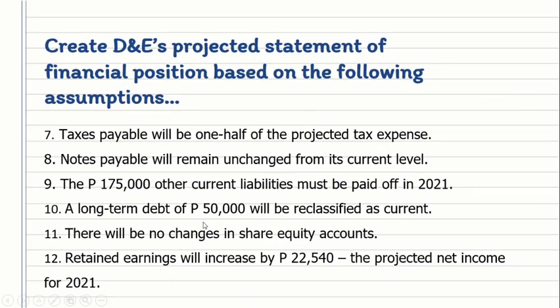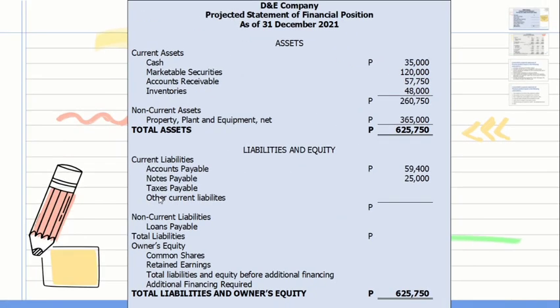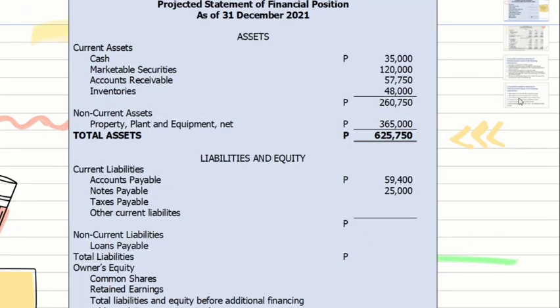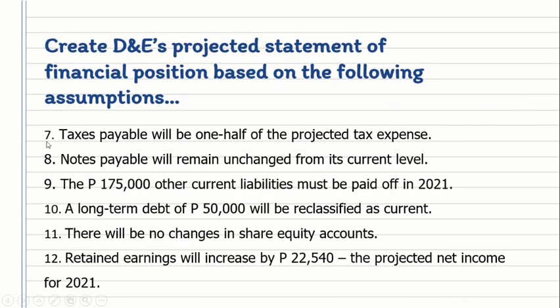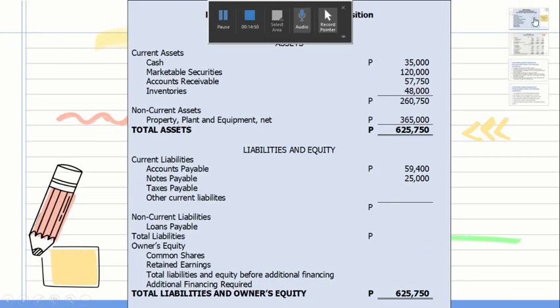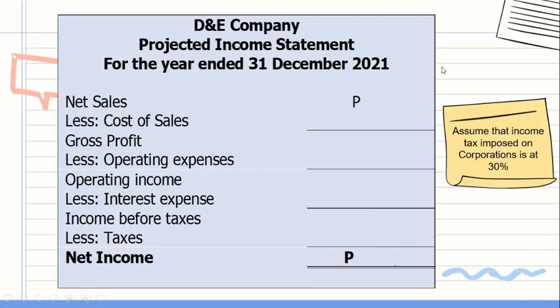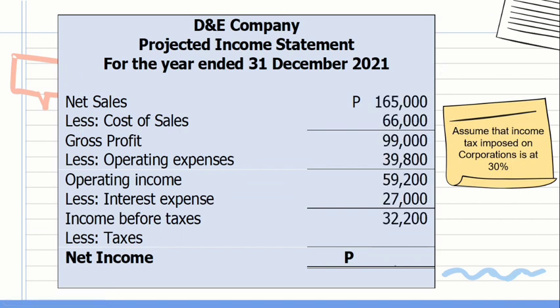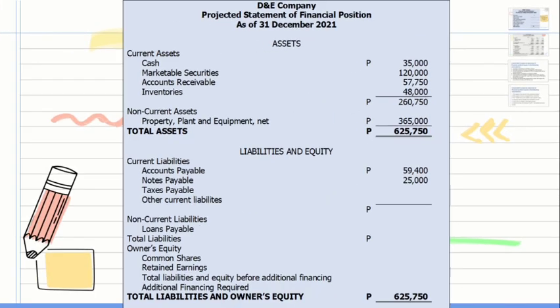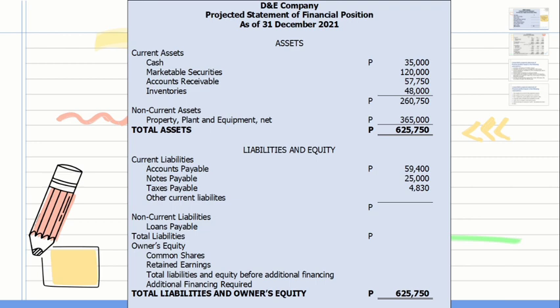Next is ang, unsa man ang naadiri? Are taxes payable. So, asa kani number 7. Taxes payable will be 1/2 of the projected tax expense. So, pila di atong tax expense? Going back again to our projected income statement, ang atong tax expense expected or projected tax expense is 9660. So, divide by 2. Therefore, our projected tax expense or taxes payable will be 4,830.